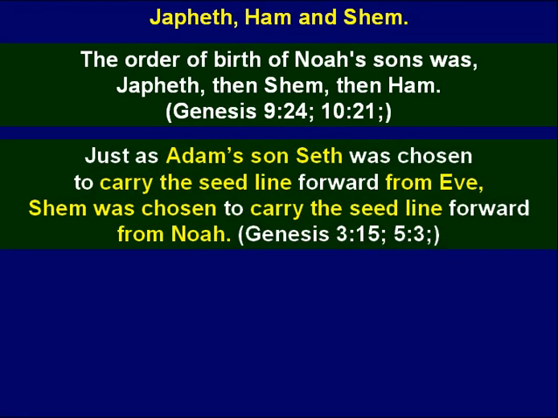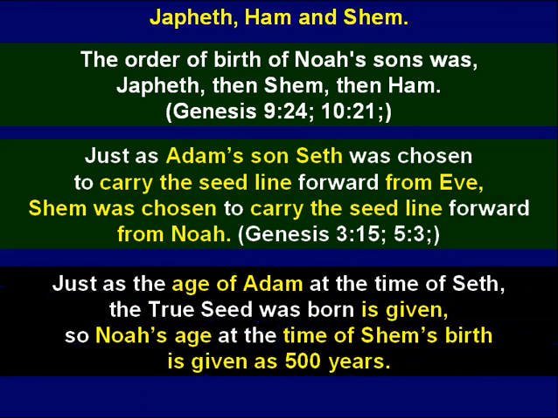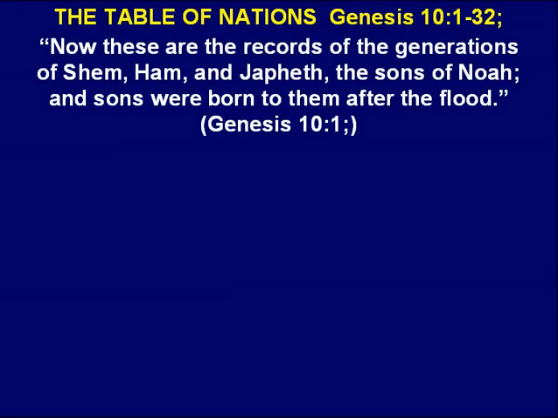Just as Adam's son Seth was chosen to carry the seed line forward from Eve, Shem was chosen to carry the seed line forward from Noah. Just as the age of Adam at the time Seth, the true seed, was born is given, so Noah's age at the time of Shem's birth is given as 500. And these are the records of the generations of Shem, Ham, and Japheth, the sons of Noah. The sons were born to them after the flood.